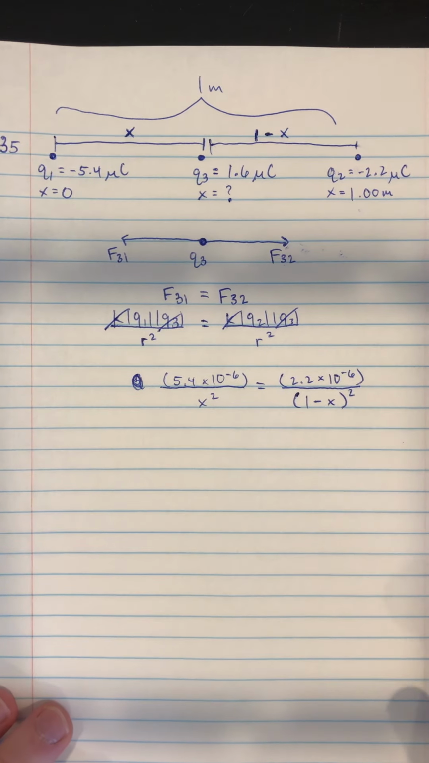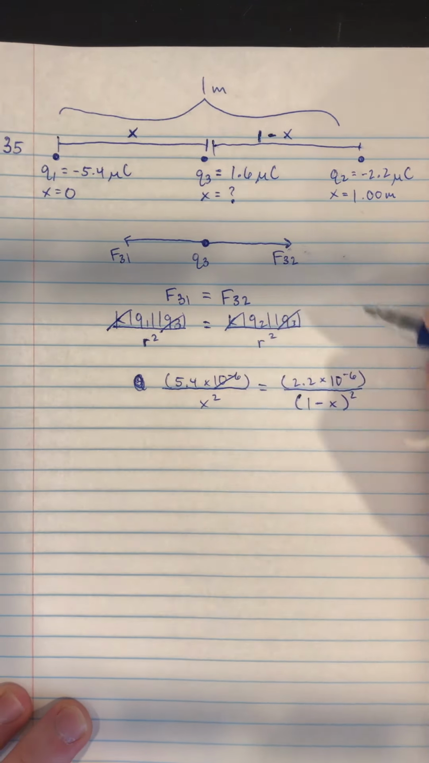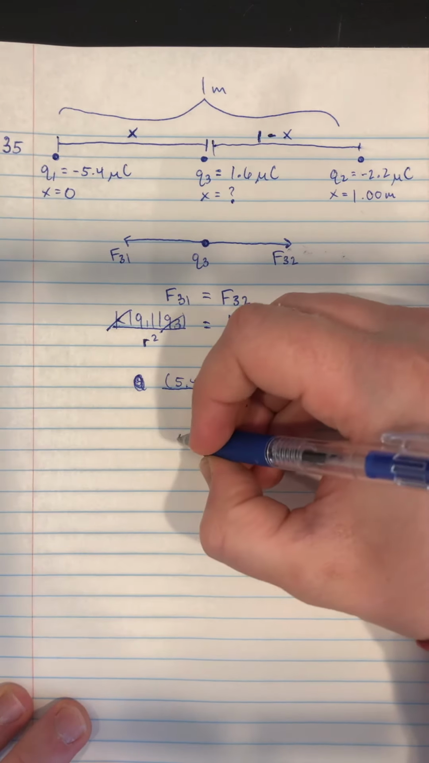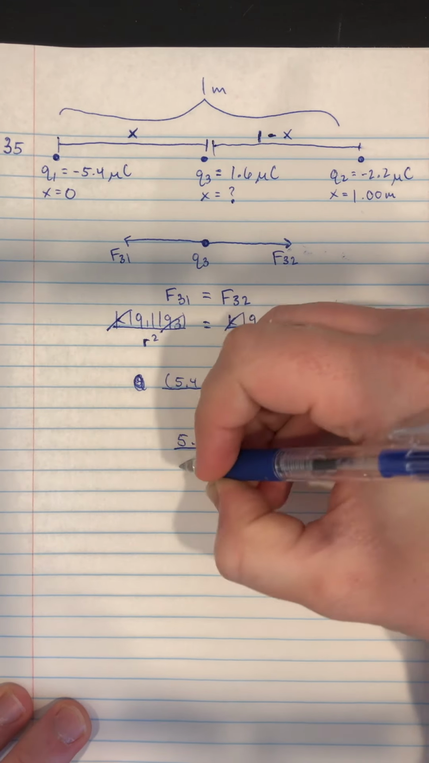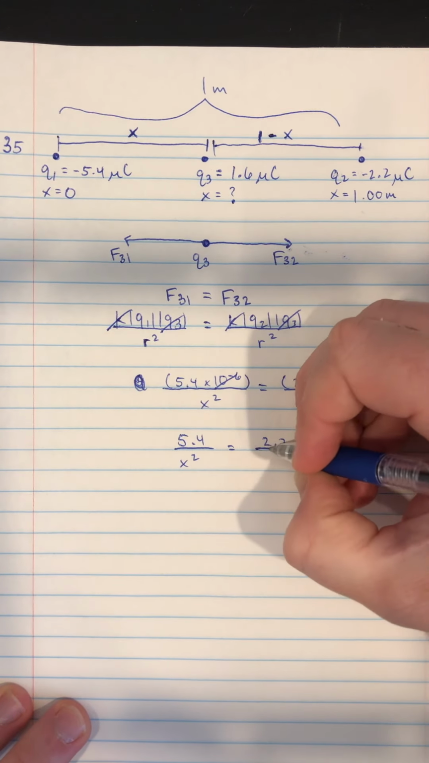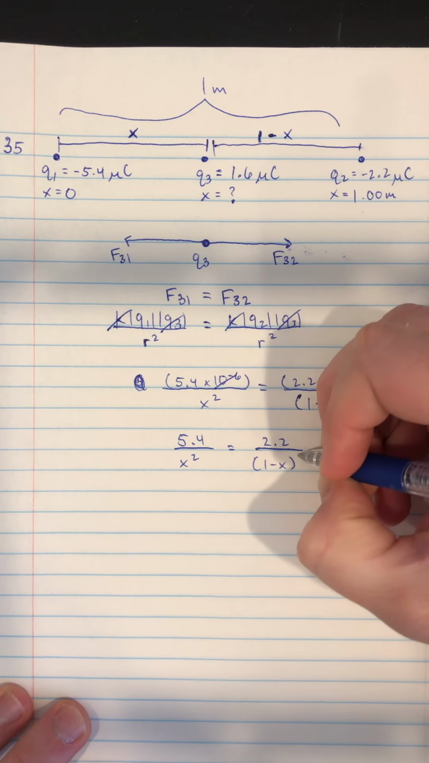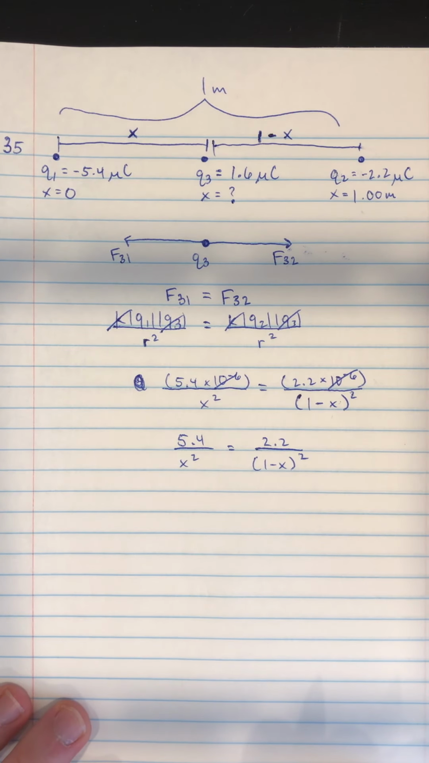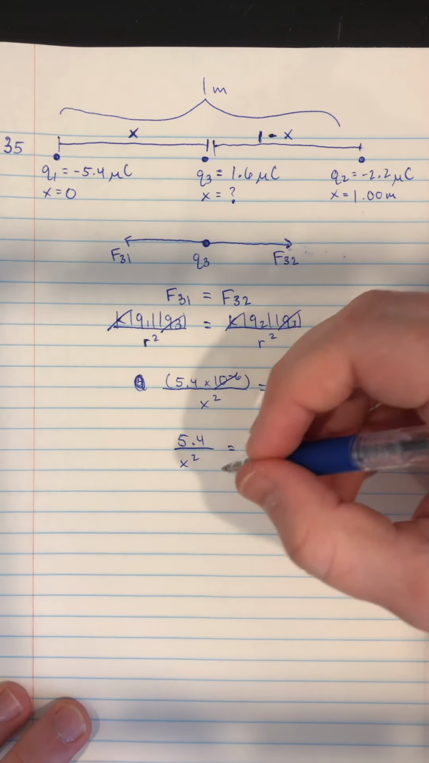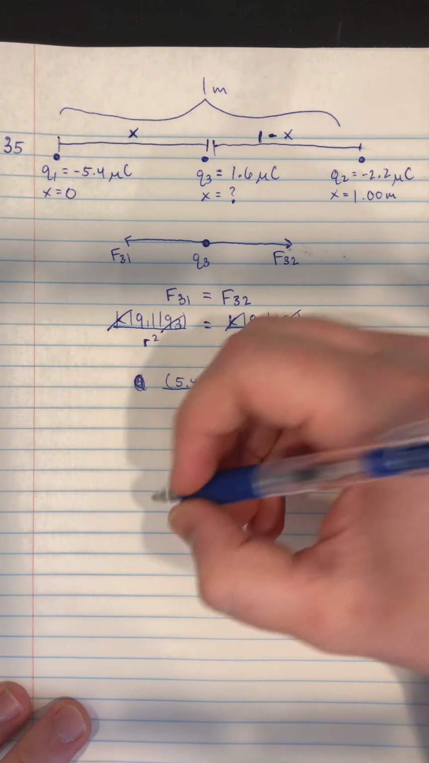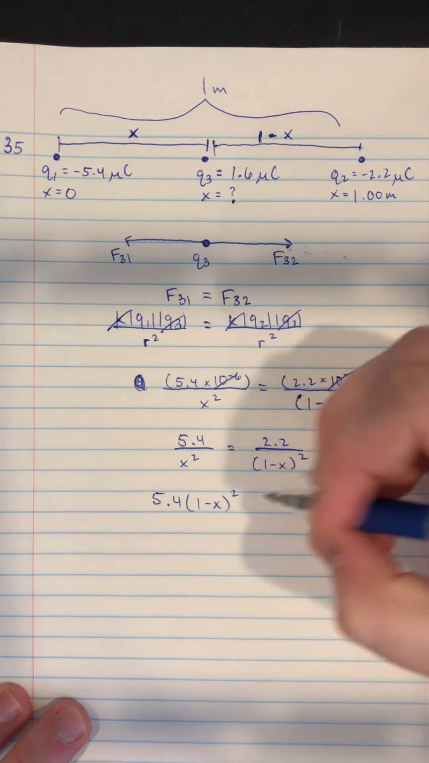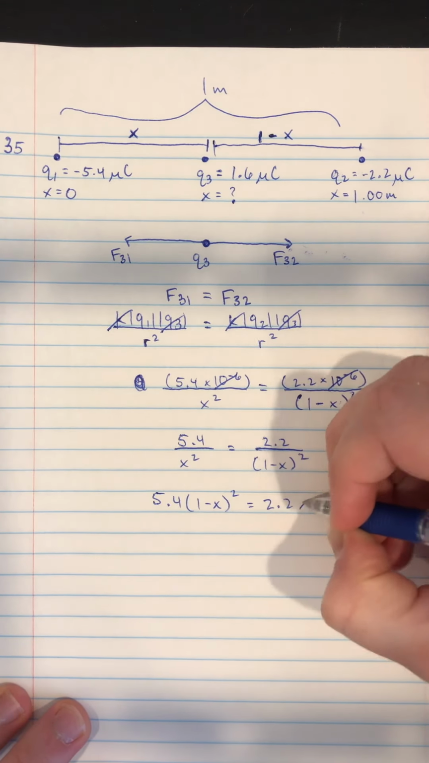We do get another thing that helps us out a little bit. This and this will cancel. So we get 5.4 over x squared equals 2.2 over 1 minus x squared. We could cross multiply, right? That might make things a little bit easier so we don't have things in the denominator. So we'll have 5.4 times 1 minus x squared equals 2.2 x squared.